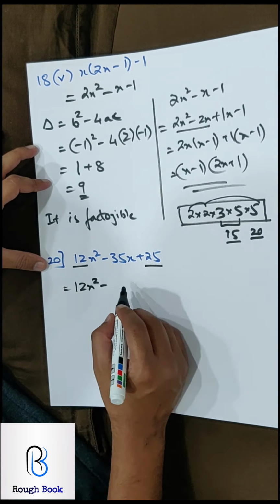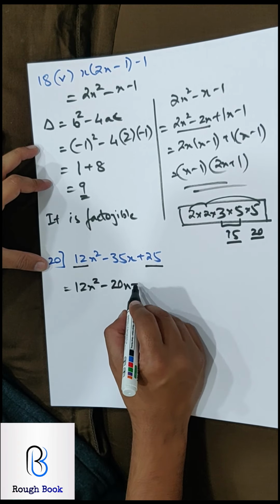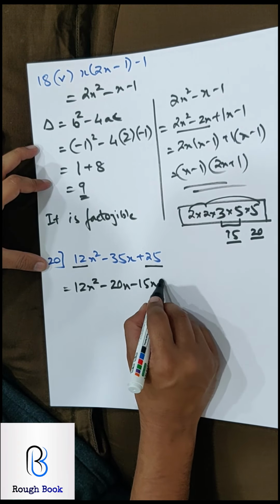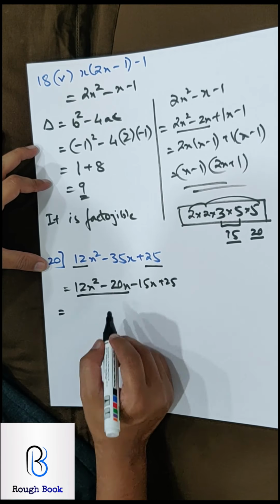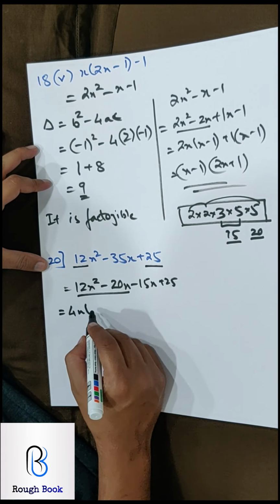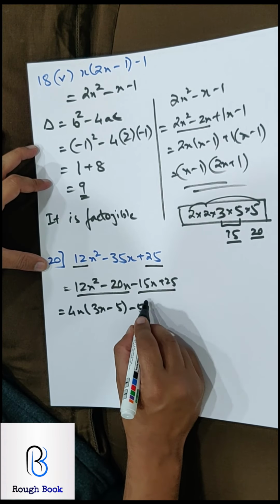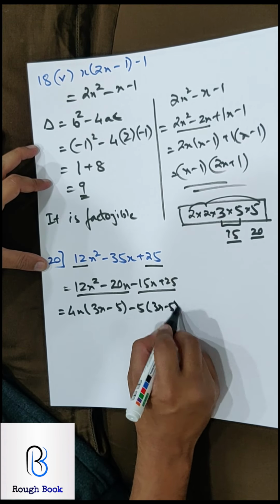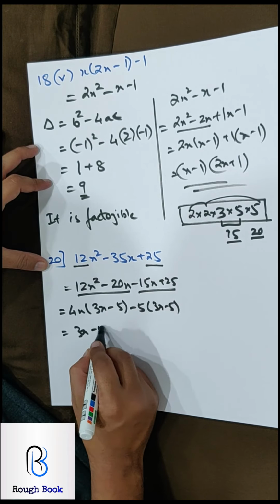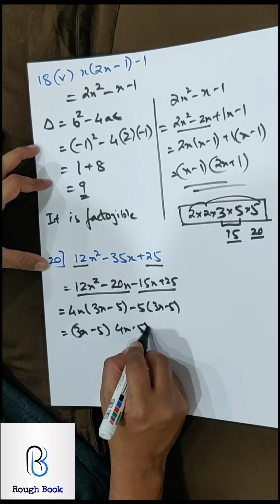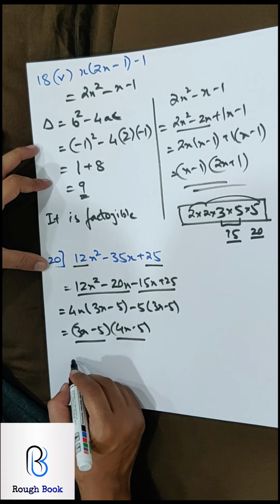So let's split. Minus 20 minus 15 plus 25. What's common? So 4x. So I get over here 3x minus 5. What's common here is minus 5. So again 3x minus 5. So 3x minus 5, 4x minus 4. I got two parts. Okay.